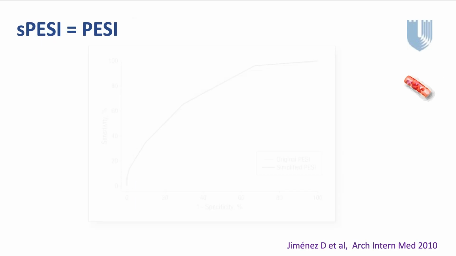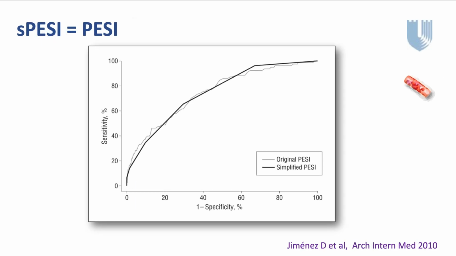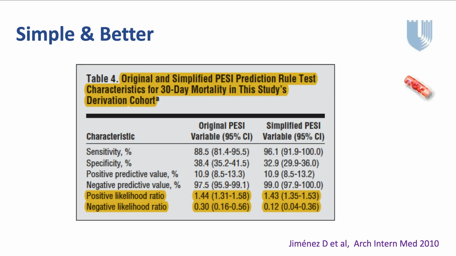What was really helpful through the study is that the original PESI was mimicked through the simplified PESI with similar ROC curve presentation, and the positive and negative likelihood ratios were actually thought to be better for the simple risk stratification score. Therefore, we would generate a better positive likelihood ratio and also a better negative likelihood ratio to use that score for predicting outcomes for patients who are presenting with PE.